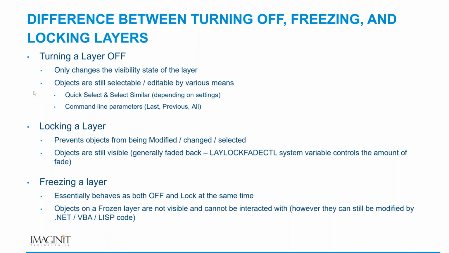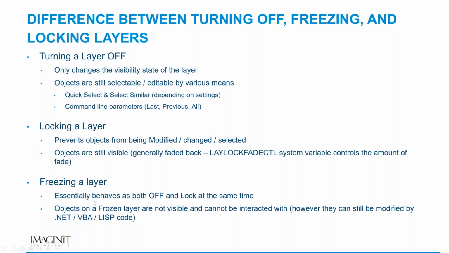So getting back to objects that are selectable and editable by various means: you have quick select and select similar, depending on your settings for select similar, and command line parameters such as last, previous, and all. When you lock a layer, it prevents objects from being modified, changed, or selected. Objects are still visible. They're generally faded back. That's the LAYLOCKFADECTL system variable, which controls the amount of fade.